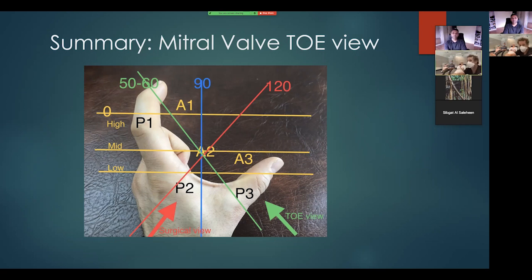I think you explained it very well, Vishal. But yeah, I like this one, just to remember that you're looking down on your own valve, looking down into it, and that's 0, 60, 90, 120. Choose whatever works for you.